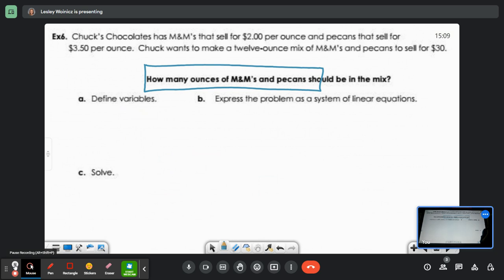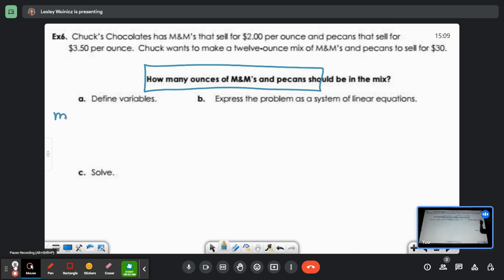Yeah, we don't know the ounces. So there are two types of ounces we don't know. We don't know ounces of M&Ms, and we don't know ounces of pecans. So we could use an X and Y, but honestly, if I use X and Y, sometimes I get confused on what I make X and what I make Y. So I'm going to use M and P because it's a little bit more teacher proof.